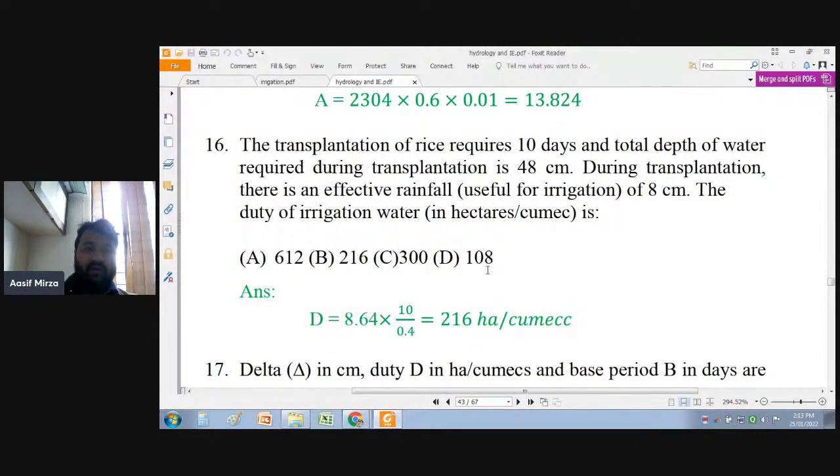The next question is about the transplantation of rice, which requires 10 days, and the total depth of water required during the transplantation is 48 centimeter. During this transplantation, there is an effective rainfall useful for irrigation of 8 centimeter. The duty of irrigation water in hectare per cumec is, by using the equation of duty, 216 hectare per cumec. So option B will be the right answer.